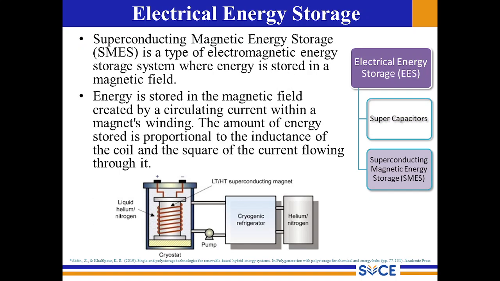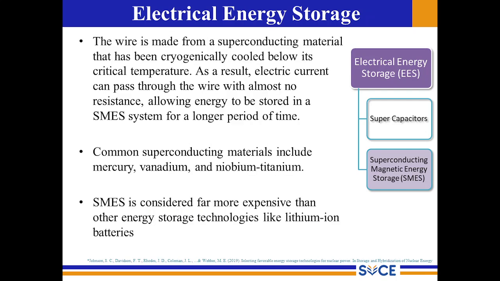Then we talked about superconducting magnetic energy storage, where the entire system is cooled to cryogenic conditions. When it's cooled to cryogenic conditions, electrical conductivity increases and energy loss is minimized. The wire is made of a superconducting material that has been cryogenically cooled below its critical temperature. As a result, electric current can pass through the wire with almost no resistance, allowing energy to be stored in a SMES system for a longer period of time. Some of the common materials are mercury, vanadium, niobium, and titanium.